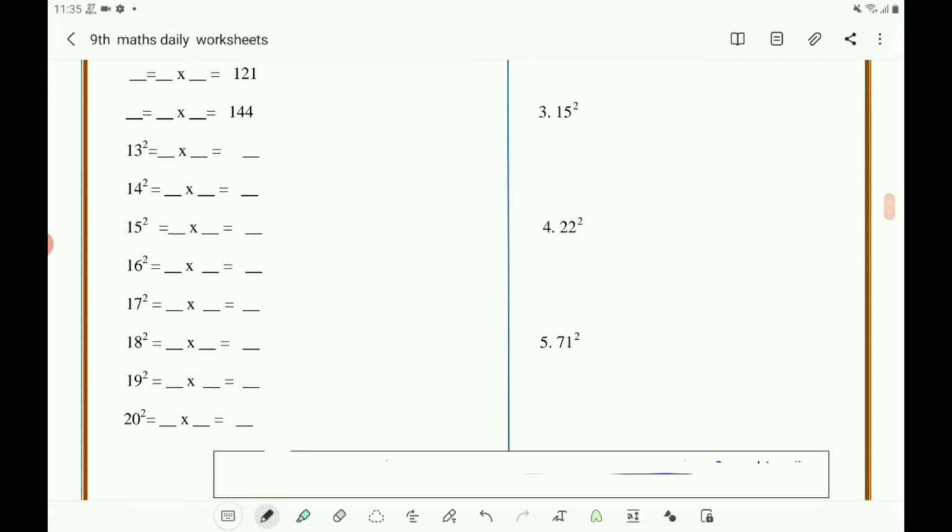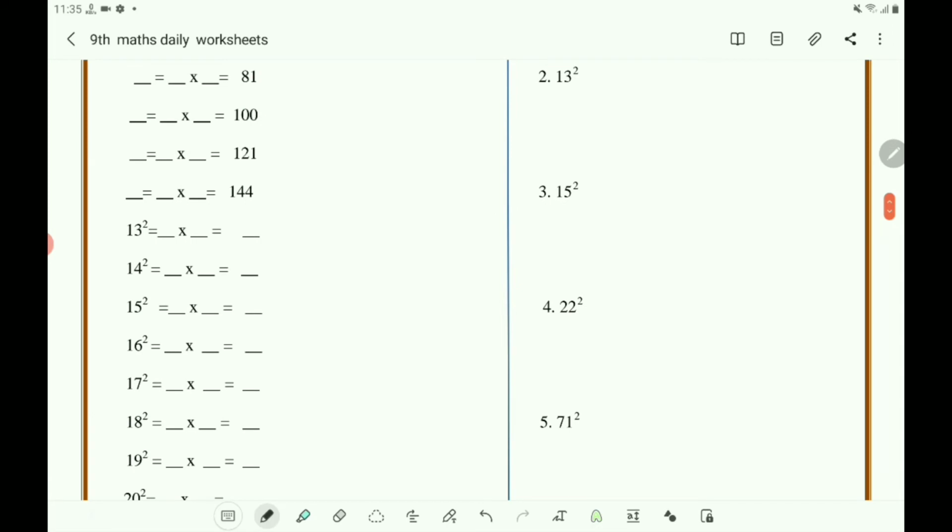In this way find the unit digit of all these squares. Unit digit of not 71, it is the unit digit of 71 into 71. What you will get, that number's unit digit you must mention here. Here also 22 square. Unit digit of 22 square, not 22. Multiply 22 into 22. You will get a square. After that find the unit digit.